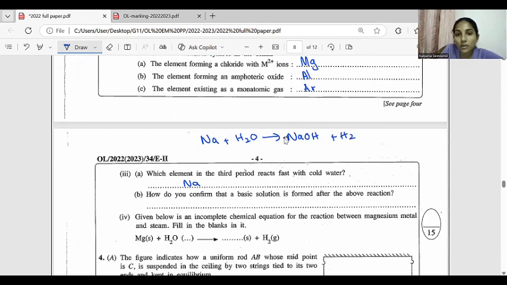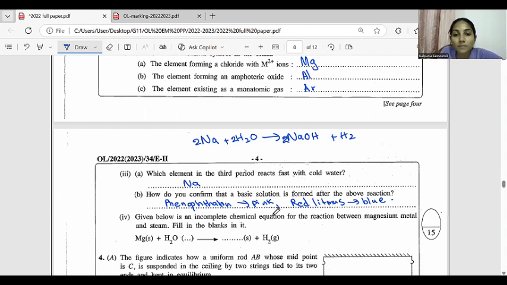This equation should be balanced. So for balancing, I will do it like this. The sodium hydroxide formed is a strong base. To identify whether a base has formed, we can add phenolphthalein. Phenolphthalein turns pink in the presence of a base. As well, we can add litmus papers. Basically, red litmus turns blue in the presence of bases.